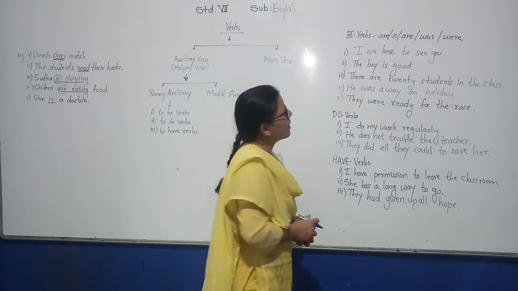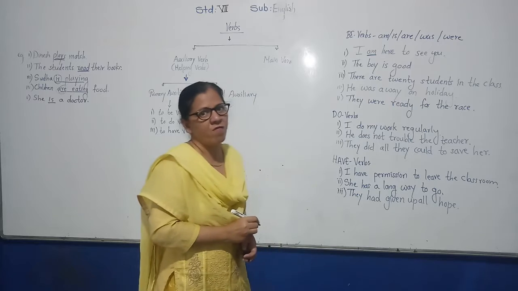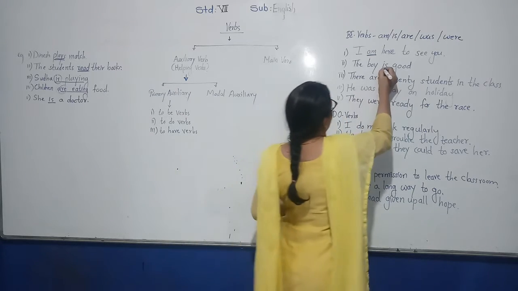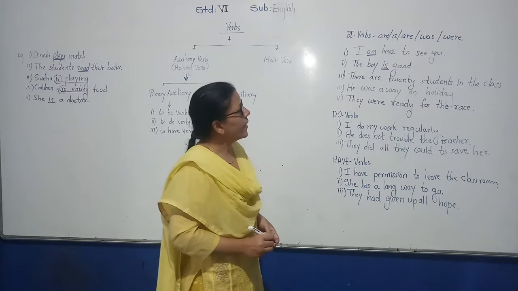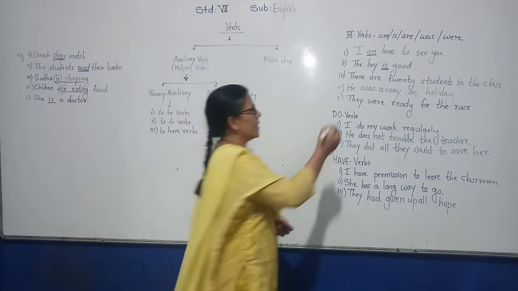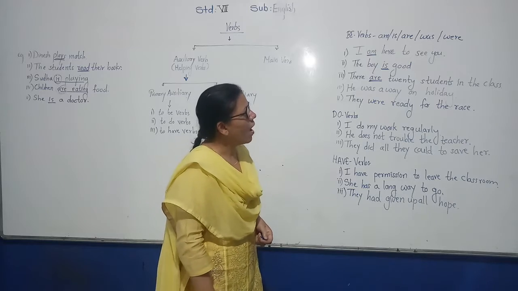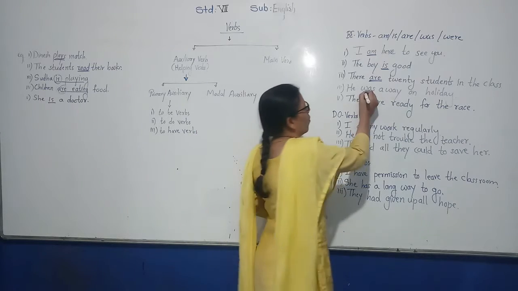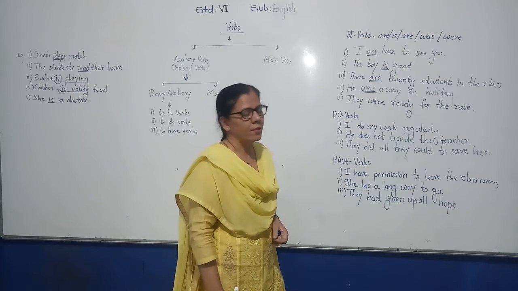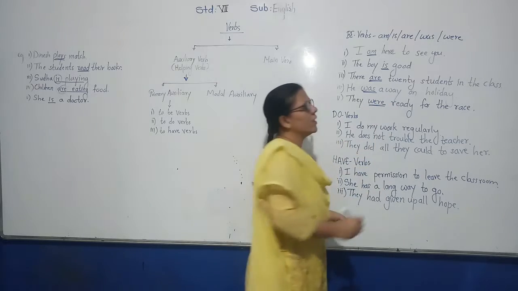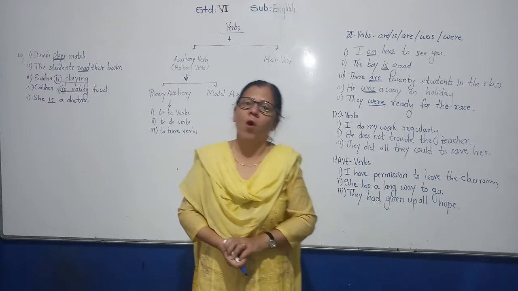For example, I am here to see you. Am. It is a to be form of verb. The boy is good. Is is a to be form of verb. There are 20 students in the class. Are. He was away on holiday. Was. They were ready for the race. Were. So these are all to be forms of verbs.